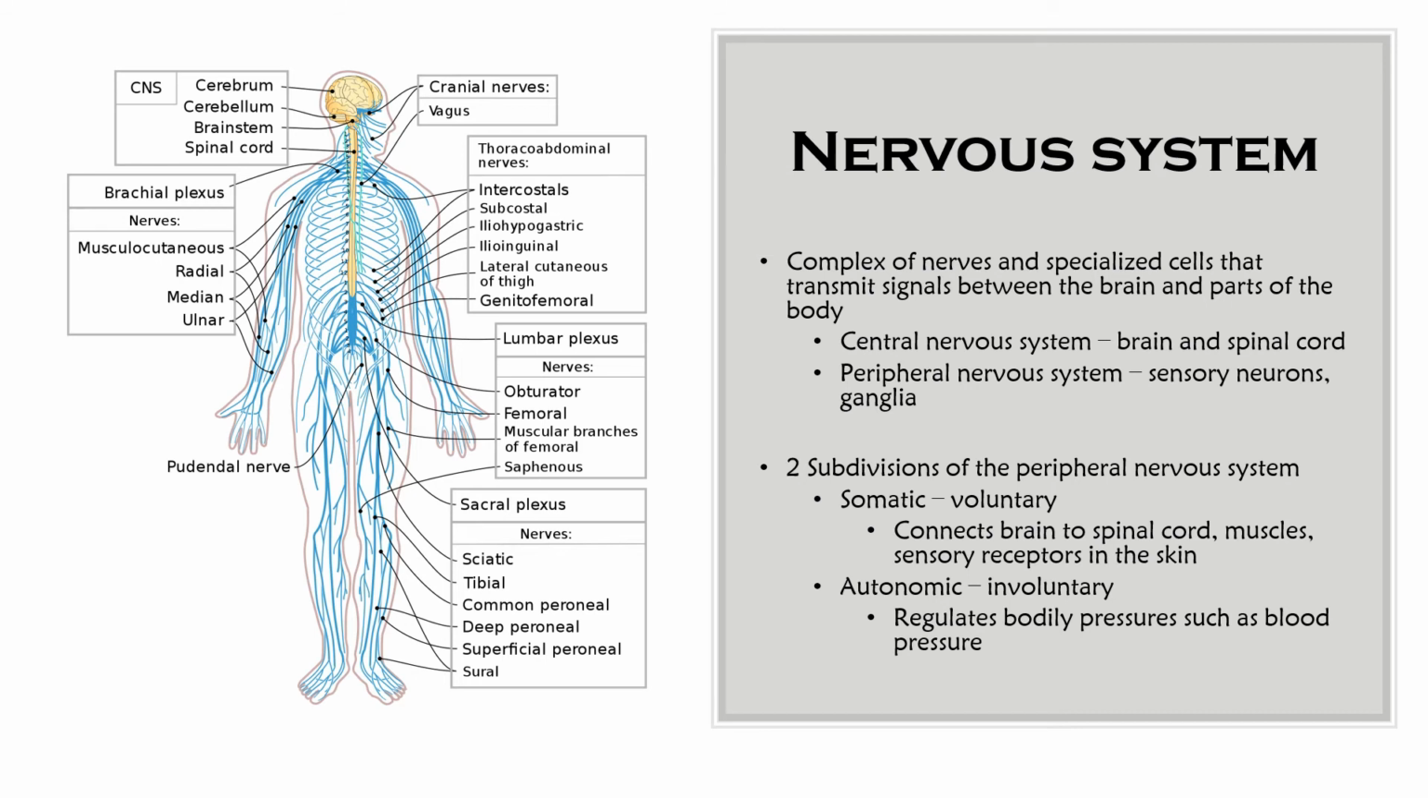There's the somatic, which is voluntary, and so these are your muscles and sensory receptors in the skin. And there's also the autonomic peripheral nervous system that's involuntary, and this regulates bodily pressure such as blood pressure, also regulates the rate of breathing, and things of that nature.